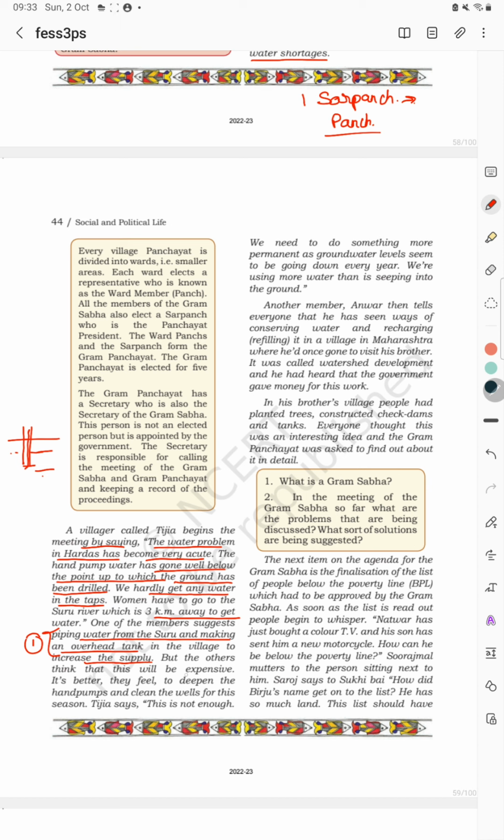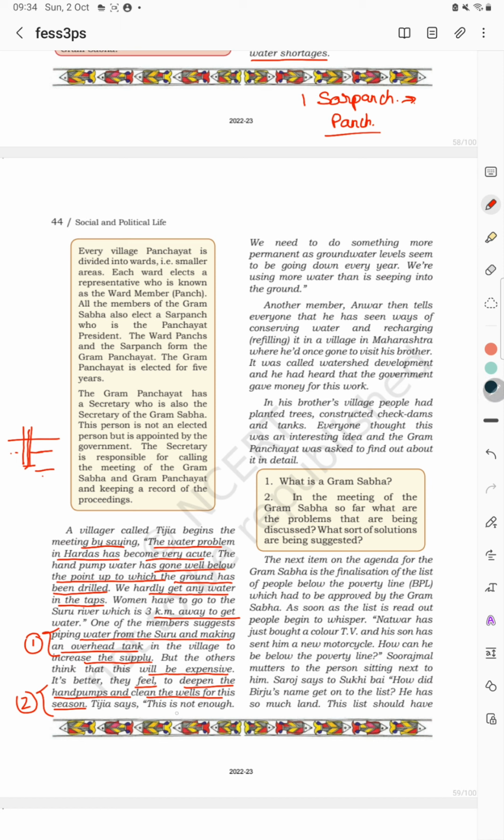But the others think that this will be expensive. This is one option, but expensive. It is better, they feel, to deepen the hand pump and clean the wells for this season. This is option 2. Okay, one is to make an overhead tank with the network of pipes. Then second is to clean the wells and deepen the hand pumps.